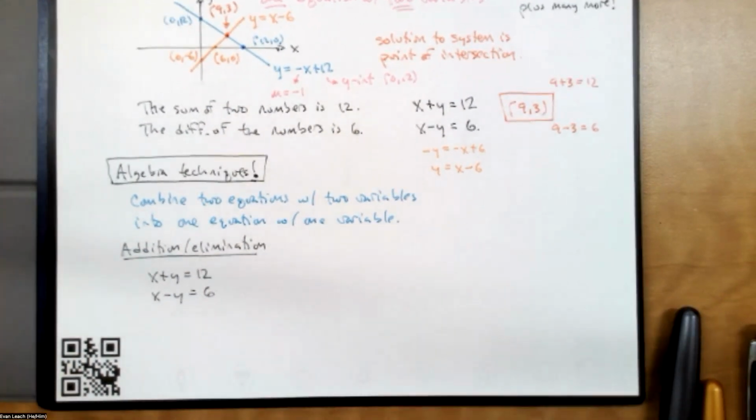So one of the techniques that we have is called the addition method or the elimination method. Just depends on how aggressive you want to be in naming things. In America, obviously, we go with the elimination method.